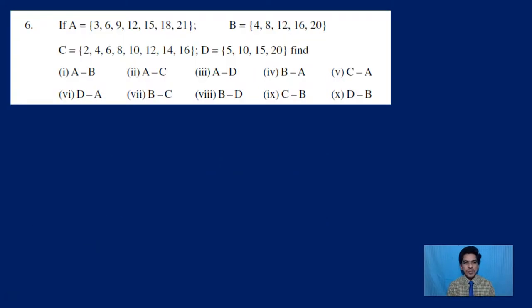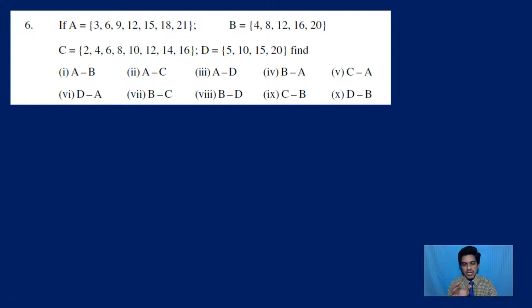Now look at question number 6. This is a slightly different problem. A is the set of 3, 6, 9, 12, 15, 18, 21, and they are actually multiples of 3. B is the set of 4, 8, 12, 16 and 20. They are multiples of 4 less than 21. C is the set of 2, 4, 6, 8, 10, 12, 14, 16, the even natural numbers less than 18. D is the set of 5, 10, 15 and 20. They are actually multiples of 5 less than 21.